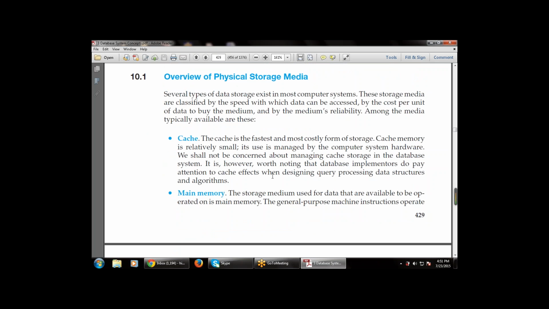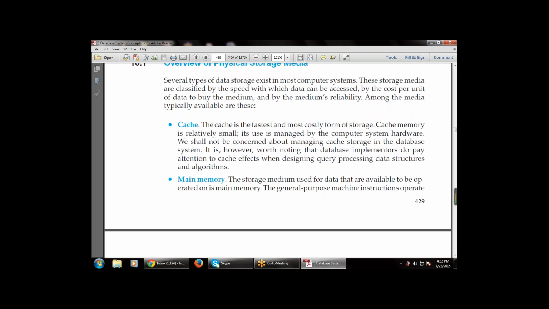The first point is cache. The cache is the fastest and most costly form of storage available. Cache memory is relatively small. Its use is managed by the computer system hardware, and we shall not be concerned about managing cache storage in the database system.